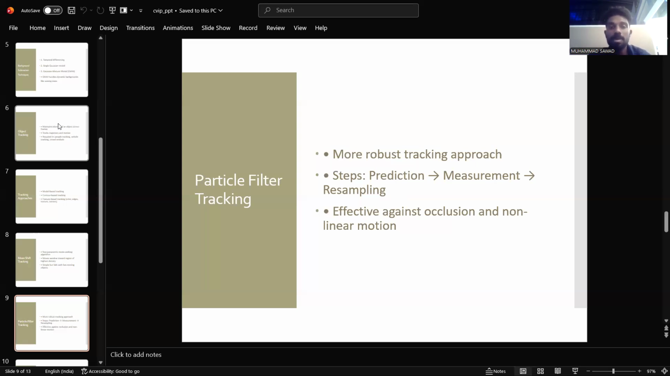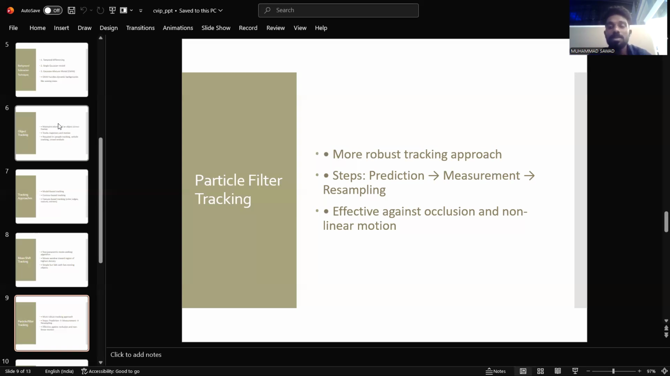In the second one, measurement, it compares predictions with the actual observation. So if you take an object like a ball or a bat, it compares the shape or the measurement of that with the original one. If it matches, it identifies the object. The next step is resampling, keeping the most likely positions. So it compares all the outputs and gives the output that is most applicable.